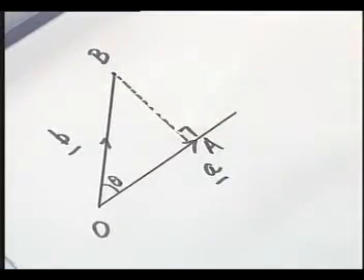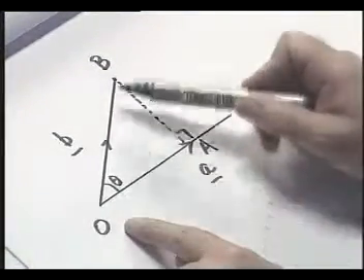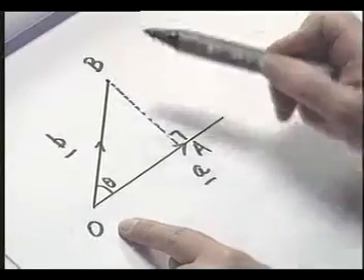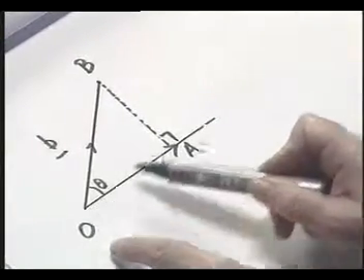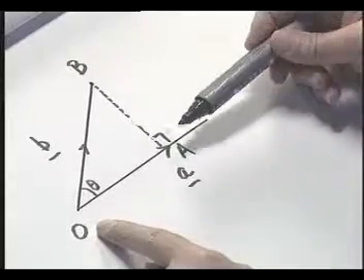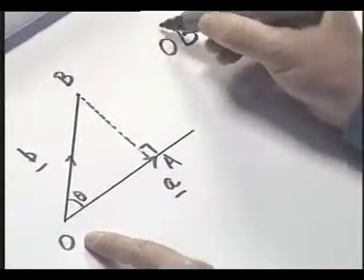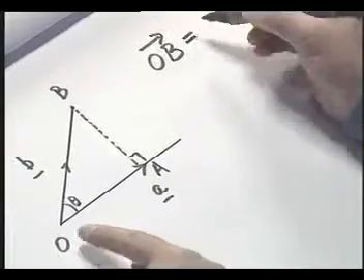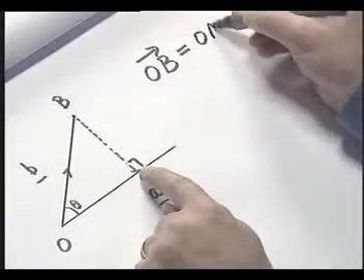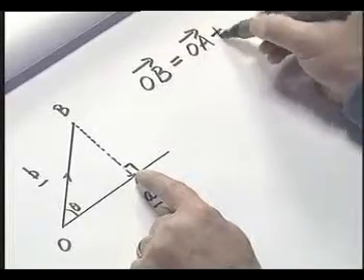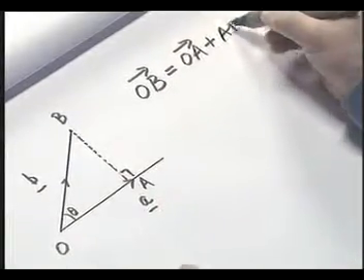Let's call this point here A. Then we can regard the vector OB as the sum of the vector from O to capital A and then the vector from A to B. In other words, the vector OB is the sum of OA plus AB.